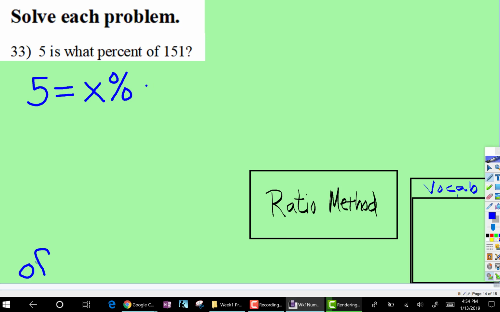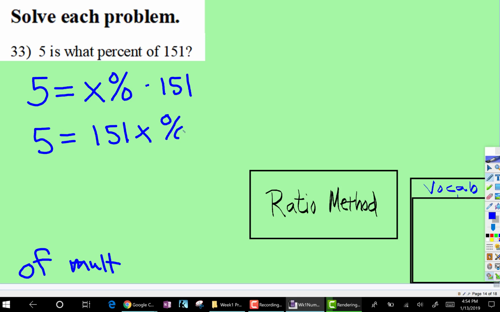So of means multiply. So we'll look at what you have now. 5 is equal to 151x percent. Well, we want to get this x by itself. 151 is being multiplied. So we're going to, well, I don't know. I put a 5 right there. So 151, but whatever we do to one side, we have to do to the other.